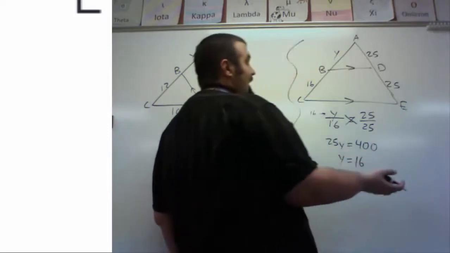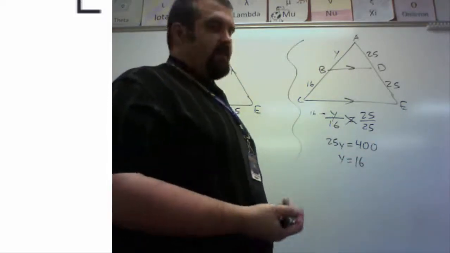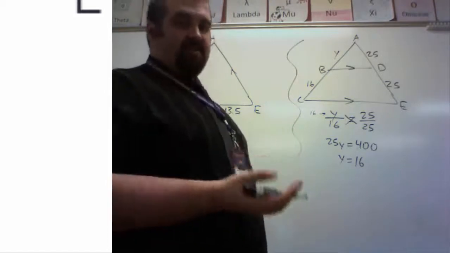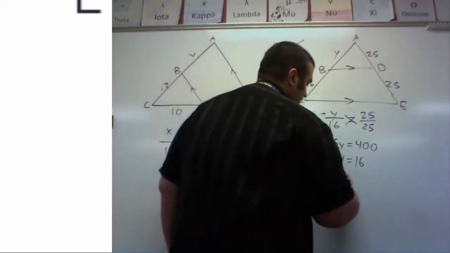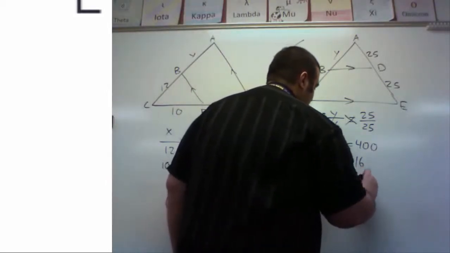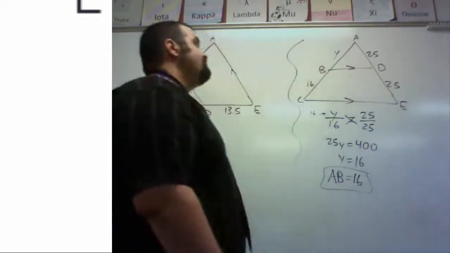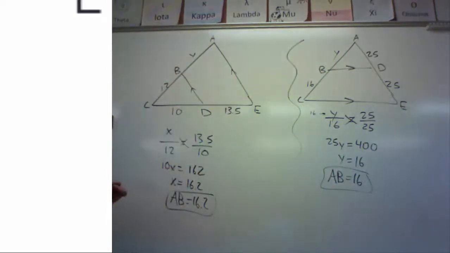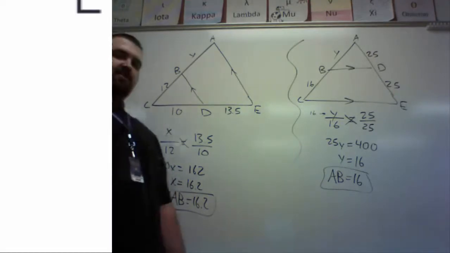And I'm like, no way! Didn't see that one coming. However, once I set up the proportion, it was pretty straightforward what it is. So length of segment AB equals 16. Alright, there we go. These are examples of how to set up the proportion.